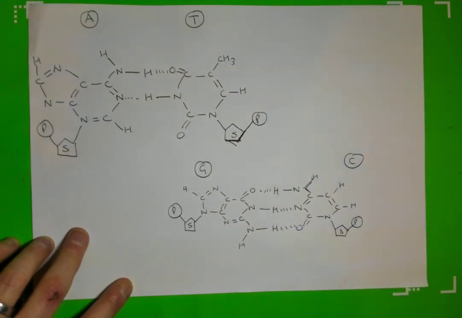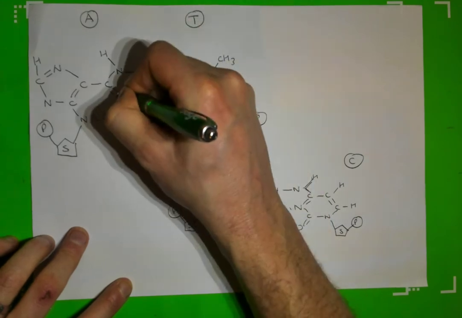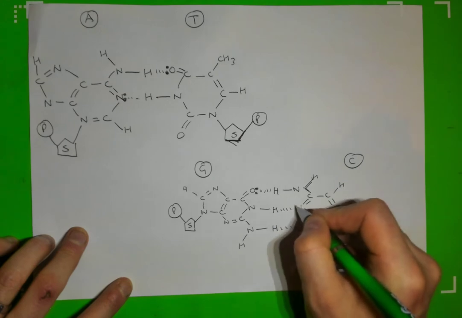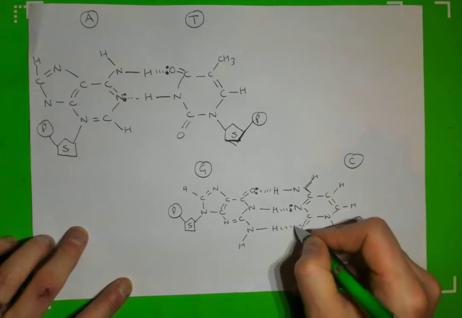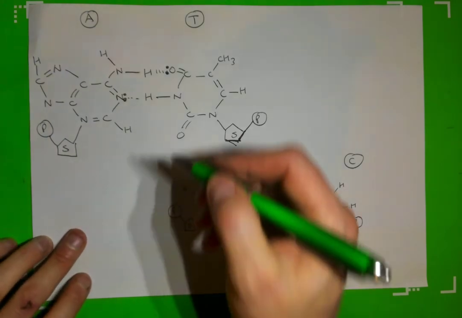So when we're drawing hydrogen bonds, what we need to do is remember to draw the lone pair on the highly electronegative atoms. So we have a lone pair here, one there, here, here, and here. And we also need our partial charges as well.